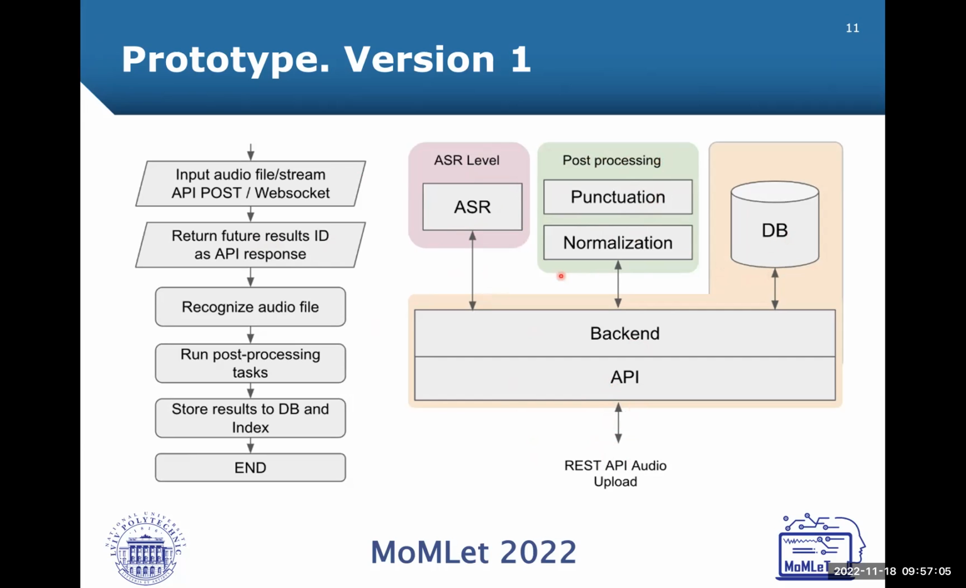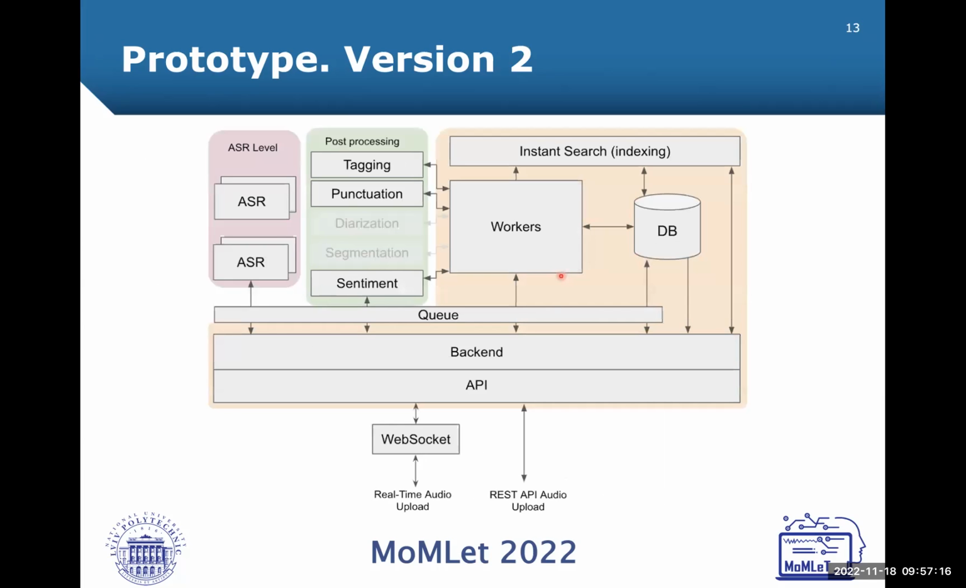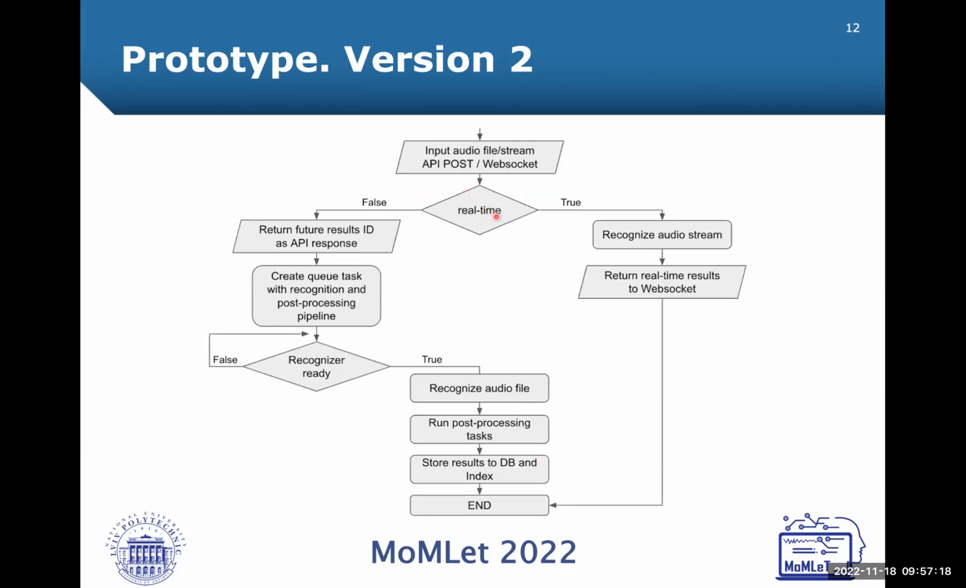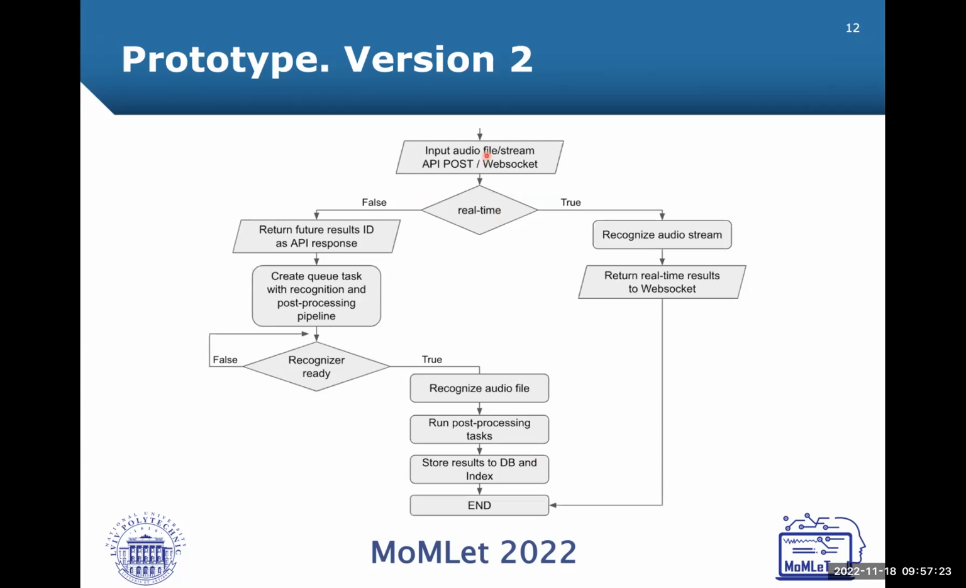We will go to the limitations of this version. There are a lot of limitations in version 1, and that's why we implemented version 2. I will start with the algorithm, and then we'll go to the component level. First of all, in version 2, we decide whether it is real time or non-real time by a flag that we can receive through the API from the customer.